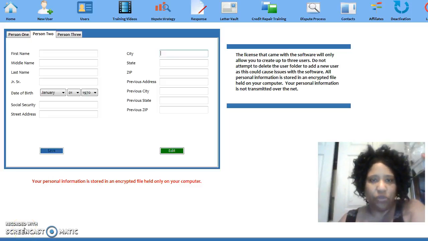So in this tutorial, I am going to give you a further look at the credit dispute software and basically some of the robust features that you are going to be getting if you use this software.